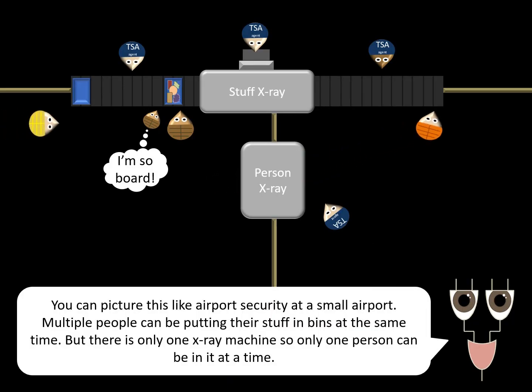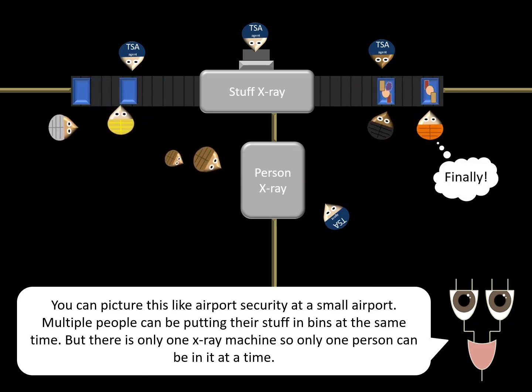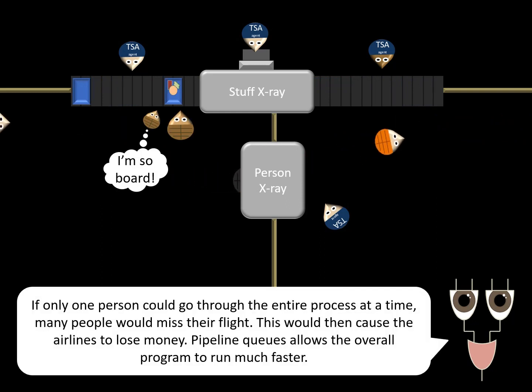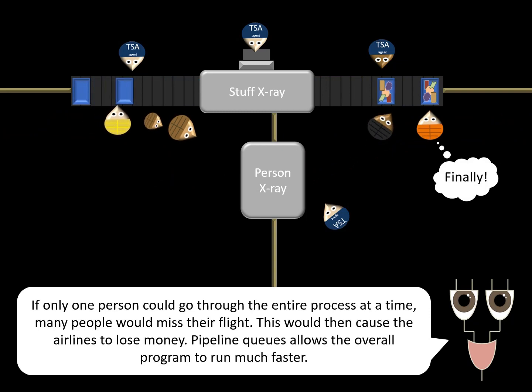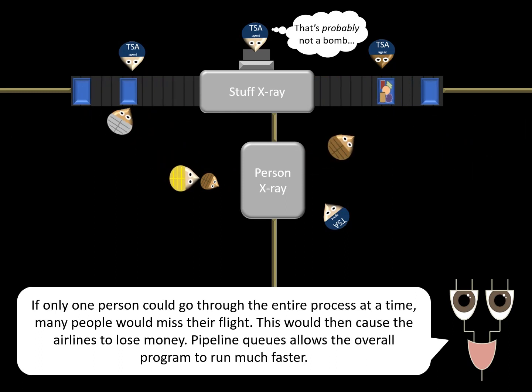You can picture this like airport security at a small airport. Multiple people can be putting their stuff in bins at the same time. But there is only one X-ray machine, so only one person can be in it at a time. If only one person could go through the entire process at a time, many people would miss their flight. This would then cause the airlines to lose money. Pipeline queues allow the overall program to run much faster.